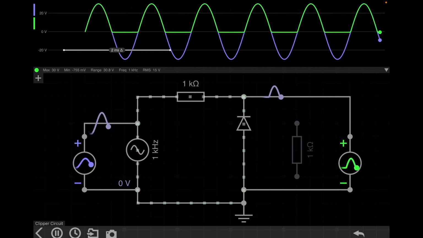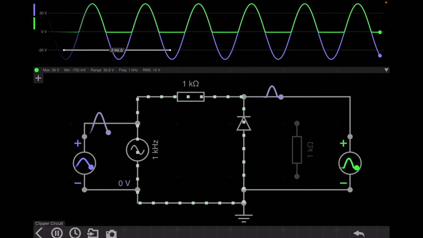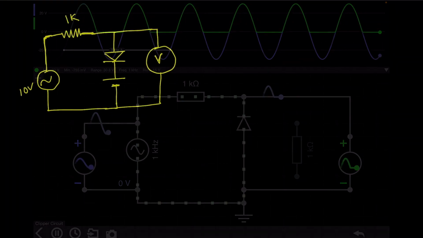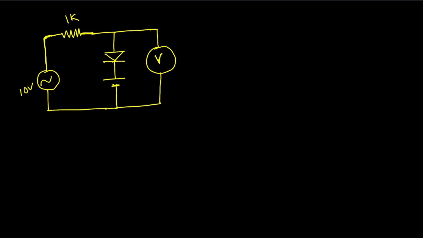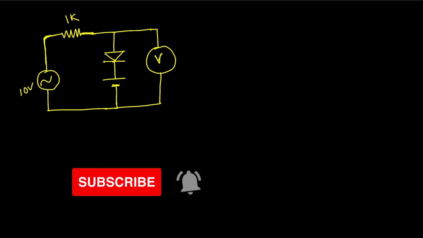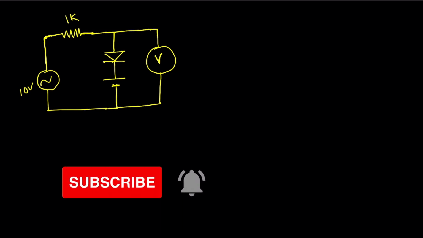Now let's go to the theory and I will explain how a clipper circuit will clip the input voltage waveform. So now we need to understand why that particular circuit works as a clipper. Before that, you need to know the basic concept of a diode.